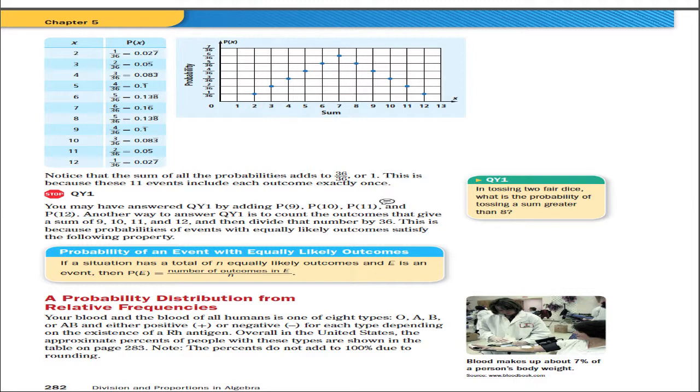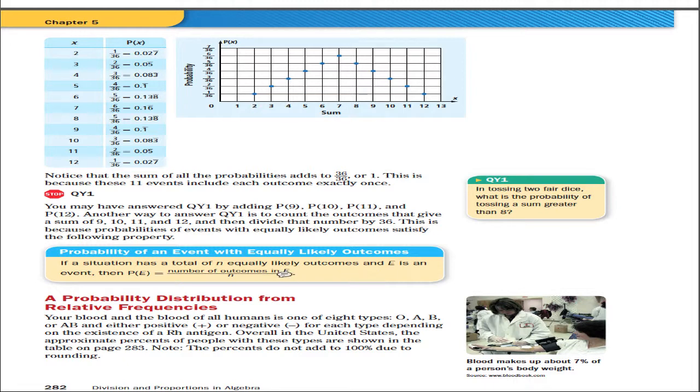And that's 36. And so what we would do is take the number of outcomes in the event divided by the total equally likely outcomes, which in the case of the die, it could be any one of 36, nothing's preferred. The total number of outcomes in the event is the sum of the ways that we could get 9, 10, 11, and 12. We divide that by the total number of outcomes.